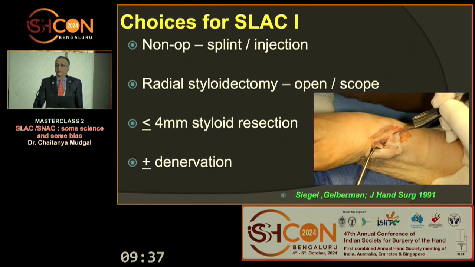So my choices for a SLAC 1, besides the non-operative ones, is styloidectomy, either open or arthroscopically. I prefer the open. Now, Siegel and Gelberman, in a very good study on cadavers in '91, showed that the safest amount of styloid that you can excise usually should be no more than 4 to 5 millimeters, so that you don't damage, as Greg alluded to, the radioscaphocapitate ligament, which is very, very critical to avoid ulnar translocation of the remainder of the corpus.